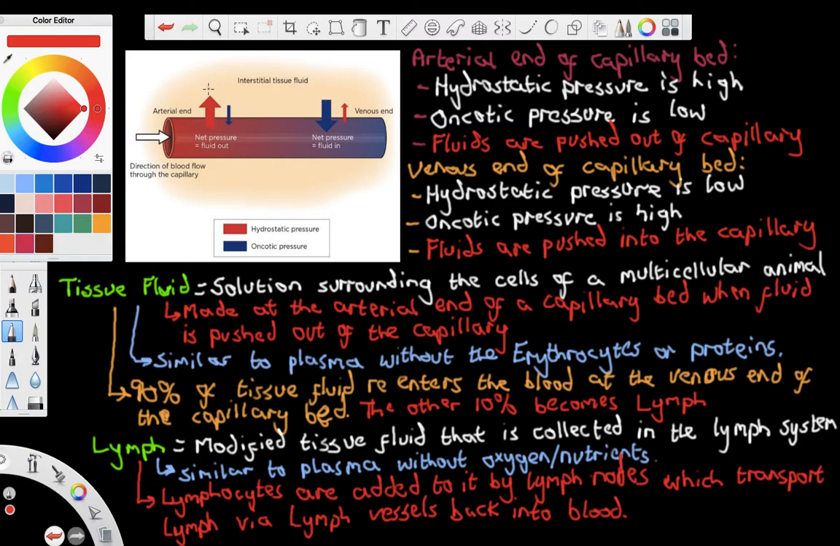90% of this tissue fluid returns back into the blood. The other 10% is taken up by the lymphatic system. It's taken up by lymph vessels and lymph nodes, where lymphocytes are added to the tissue fluid to turn it into lymph, and the lymph then returns back into your blood, near your aorta. Lovely.